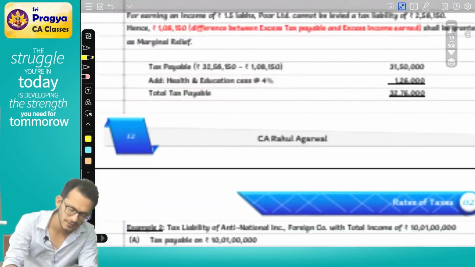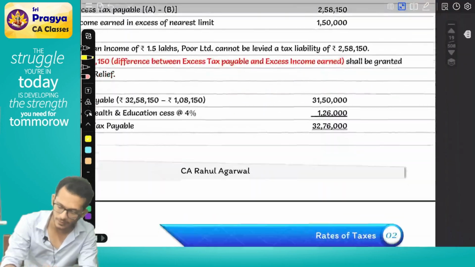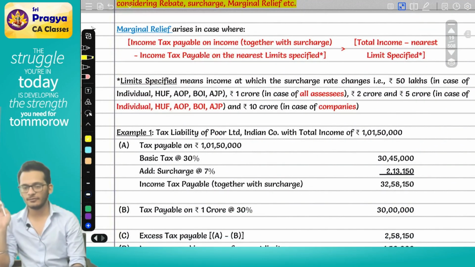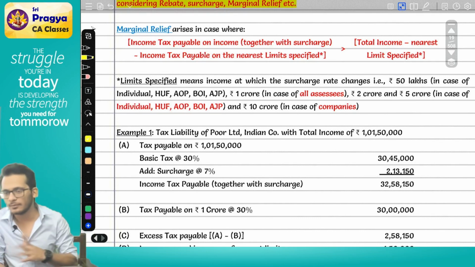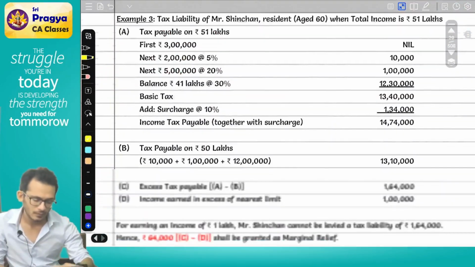This is your marginal relief part, on page number 12. In page number 12, you will find your marginal relief. The same kind of examples are given in the book also. You can follow the examples.